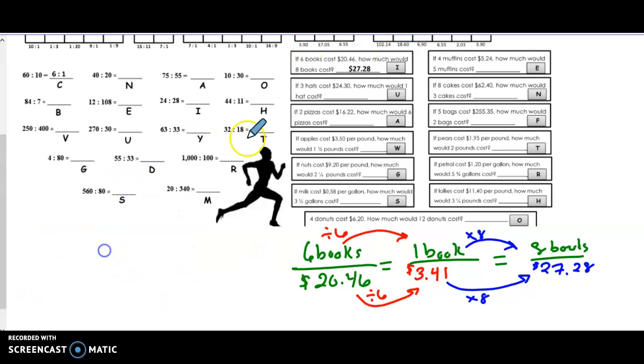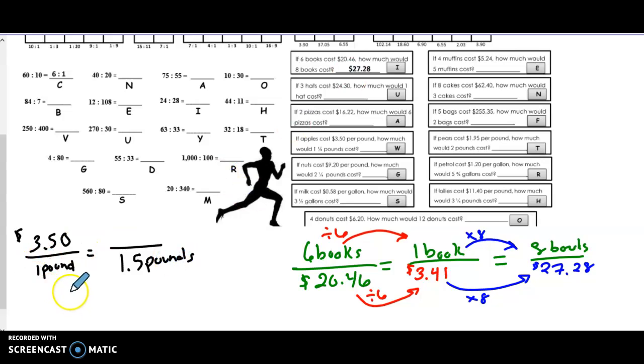All right, so now let's do a couple of these problems. Let's do letter W. If apples cost $3.50 per pound, that means $3.50 per pound. That's for 1 pound. Okay? So $3.50 per pound. How much would 1 1/2 pounds cost? So I want 1 1/2. Now remember, 1 1/2 is 1 point, now do 1 divided by 2, 5. So I need 1 1/2 pounds.